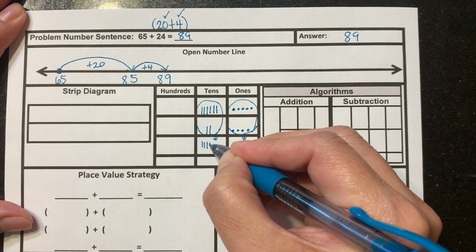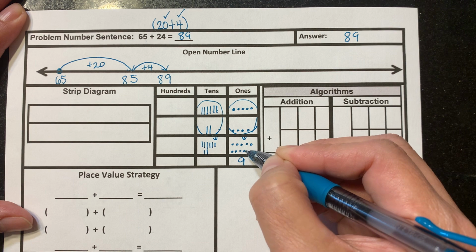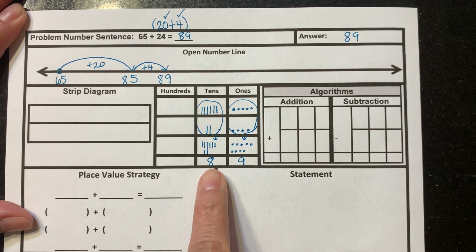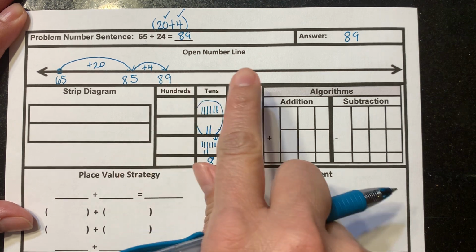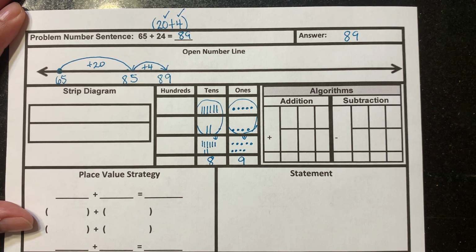1, 2, 3, 4, 5, 6, and 7, 8. And I change it to the standard form of the number. And as you can see, I'm still getting the same answer as the others on top. Okay, now I'm ready for the strip diagram.